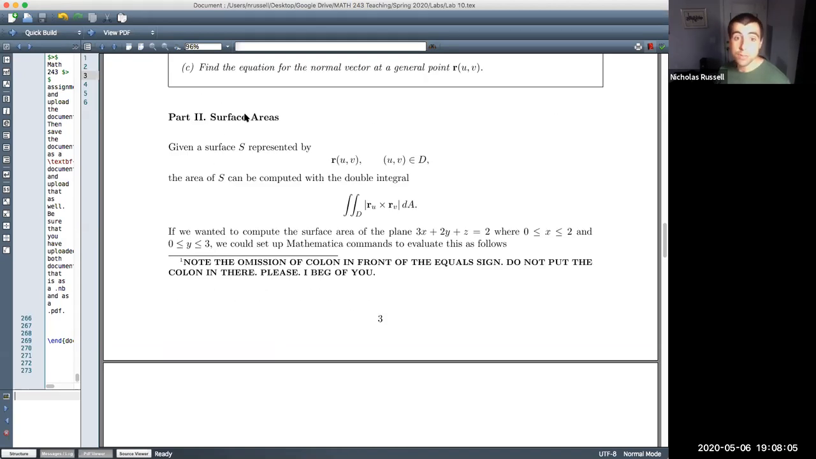How do we come up with the surface area of a parameterization? We know the area of S can be computed with this double integral where we take the magnitude of RU cross RV. So we take our cross product and we take the norm of it. So this is going to be how we do that.